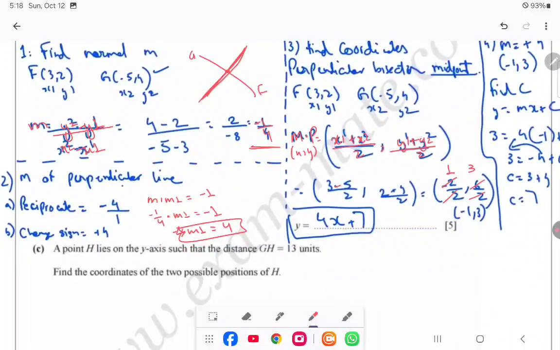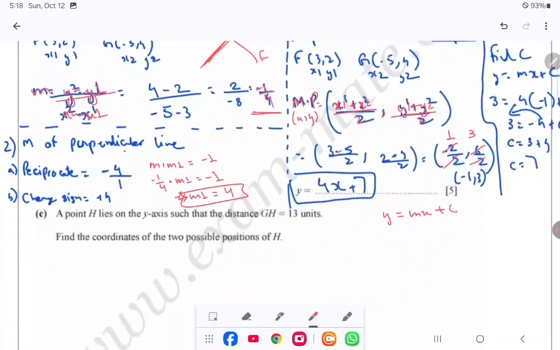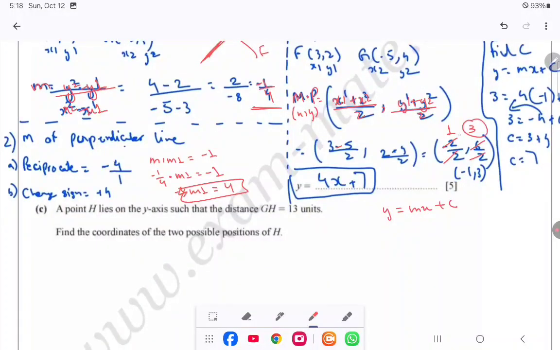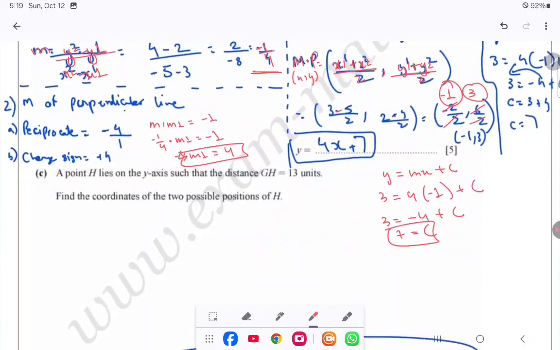In order to calculate c, use the formula y is equal to mx plus c. We know the point: y is here 3, and we just calculated m as 4, x is here negative 1, plus c. So 3 is equal to negative 4 plus c. Add 4 to both sides: 7. This is the value of c. Now we simply get our line equation, which is y is equal to 4x plus 7, where the slope is 4. This is our line equation, which is the perpendicular bisector of G and F.